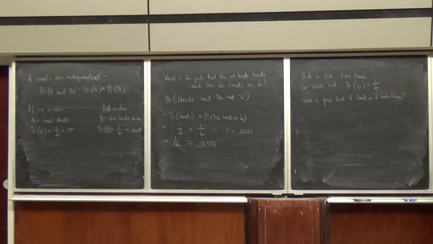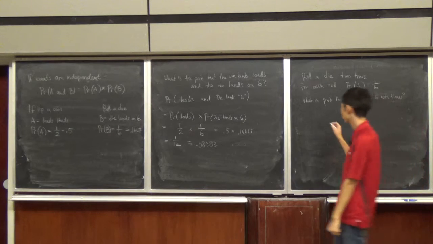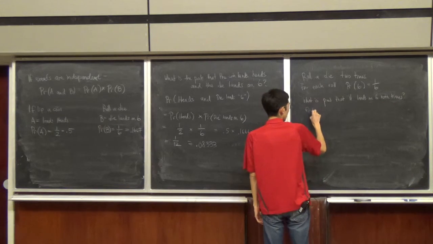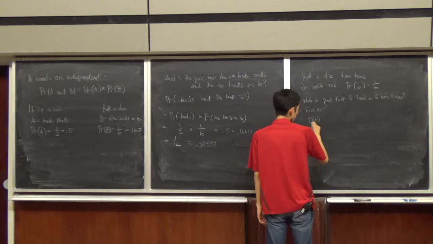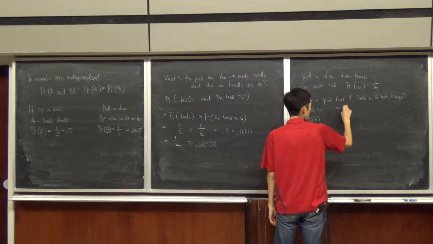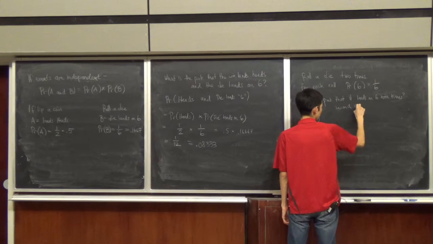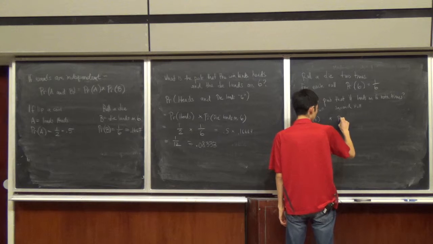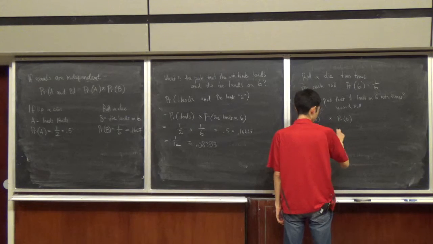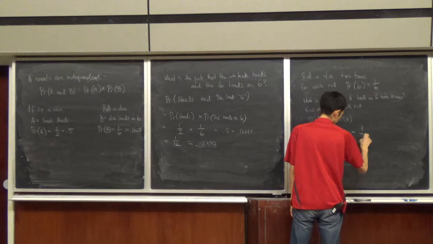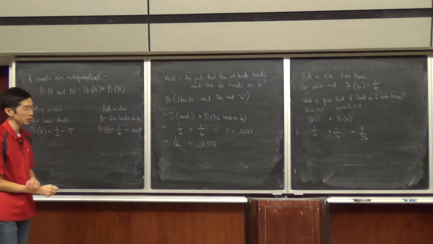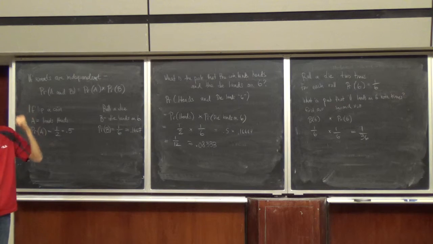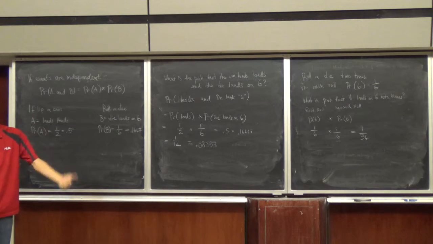Do we have an answer? You can leave it in fraction form. 1 out of 36. Because for the first roll, the probability that it lands on 6 is 1 out of 6. And then for the second roll, it must also land on 6. So we multiply those two things together. Because in order for it to land on 6 both times, it has to land on 6 the first time, and it has to land on 6 the second time.